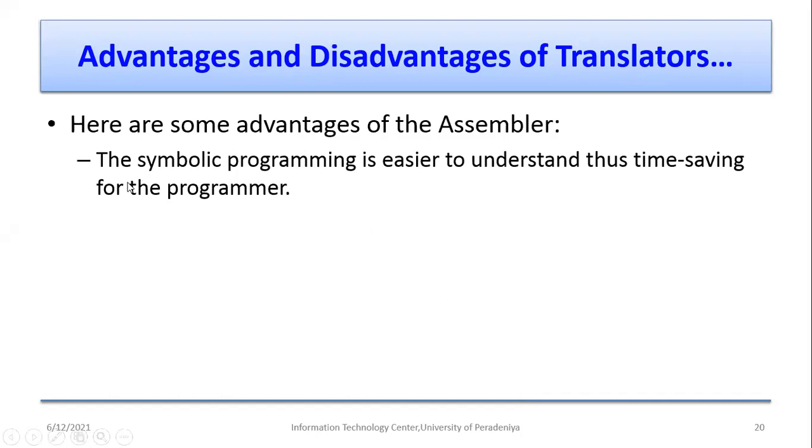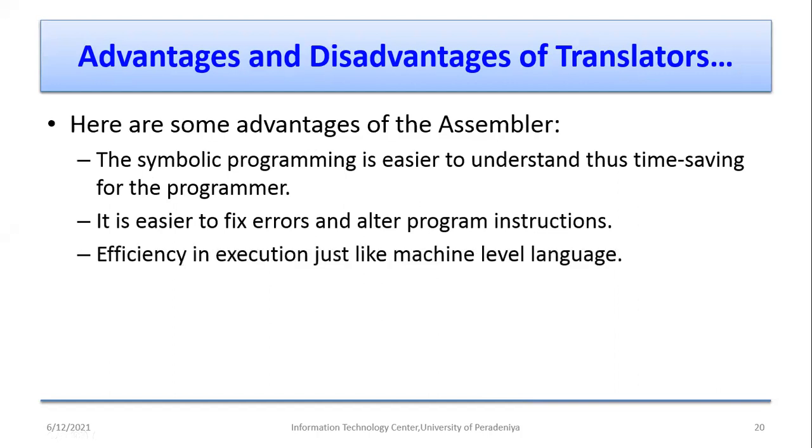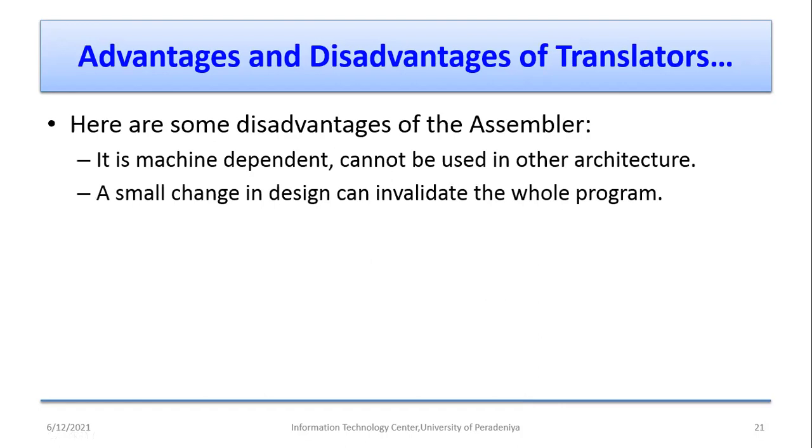Okay, so here are some advantages of the assembler. In assembler they have symbolic operations. The symbolic program is easier to understand and time saving for the programmer. It is easy to fix errors and alter the program instructions. The efficiency in execution is just like machine language, far better than high-level language programming codes.